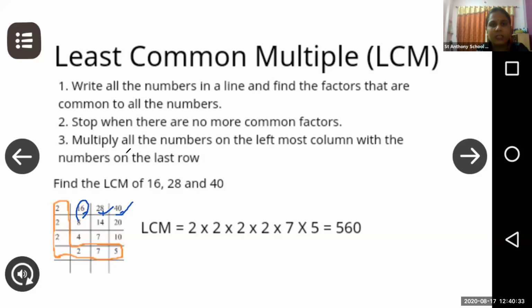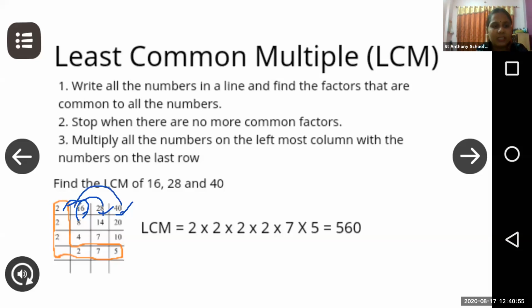Now if 0, 2, 4, 6, 8 is there at the unit place, that means the number is divisible by 2. Here 6 is there, that means the number is divisible by 2. If 8 is there, that means the number is divisible by 2. If 0 is there, that means the number is divisible by 2.